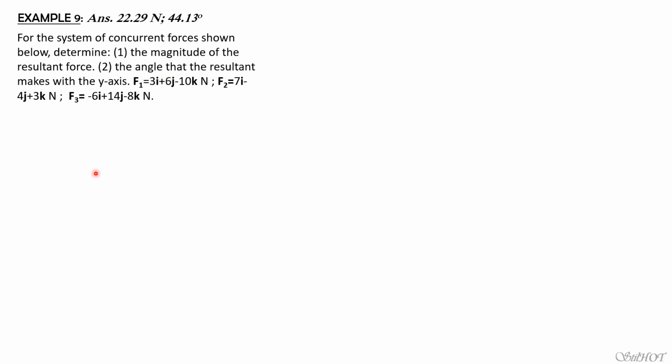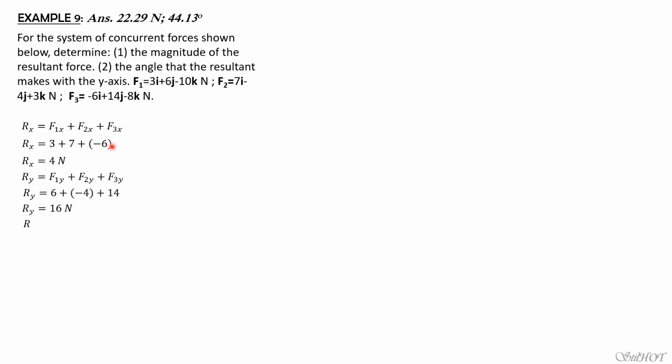So the x component of the resultant is simply the sum of F1x, F2x, and F3x. So substituting these values, we have Rx equals 3 plus 7 plus negative 6, so that would be 4 newtons. Then Ry is F1y plus F2y plus F3y. Substituting these values, Ry is equal to positive 6 minus 4 plus negative 4, then plus 14. So Ry is equal to 16 newtons.